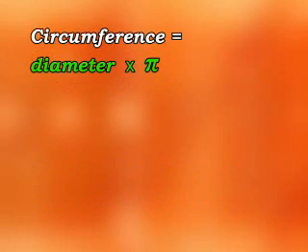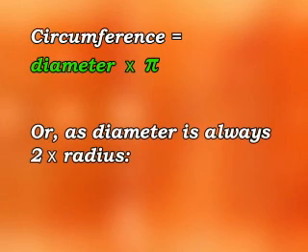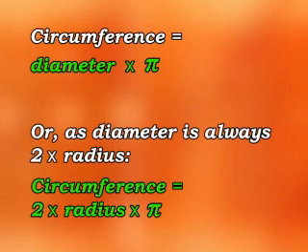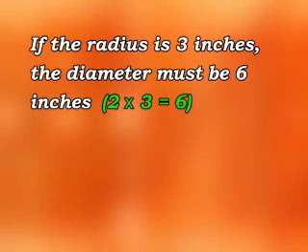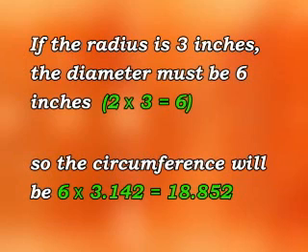The circumference equals the diameter times pi. Or, as diameter is always twice the radius, you could write circumference equals 2 times radius times pi, which is the same as diameter times pi. If the radius is 3 inches, the diameter must be 6 inches, because 2 times 3 is 6. So the circumference will be 6 times 3.142, that's pi, equals 18.852. The circumference, the distance round.